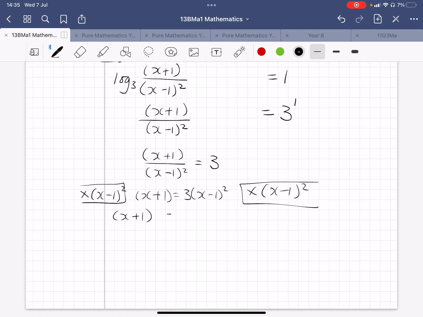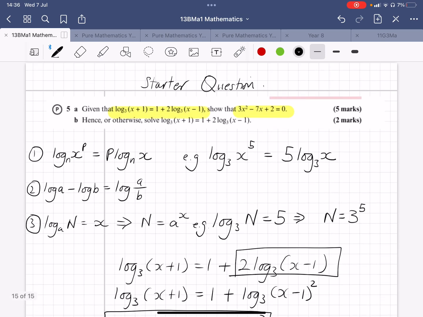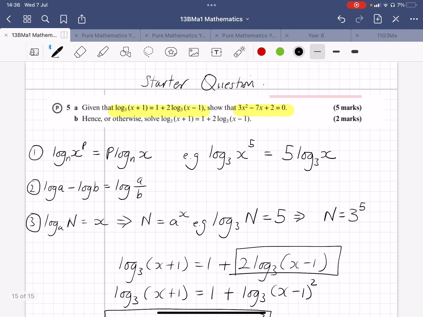Expand. Simplify. Take x, take 1, both sides. Now I've proved that it does indeed equal 3x squared minus 7x plus 2.